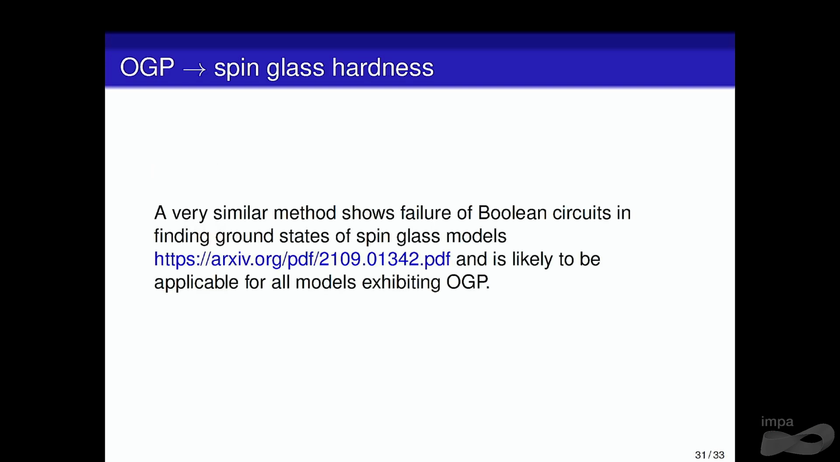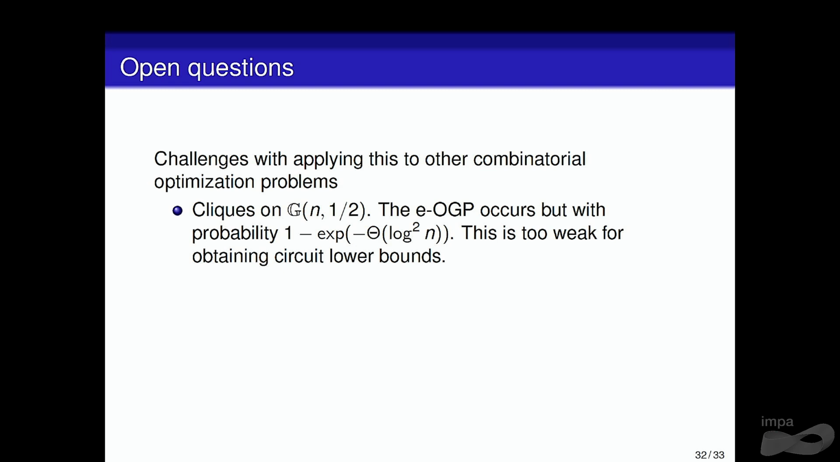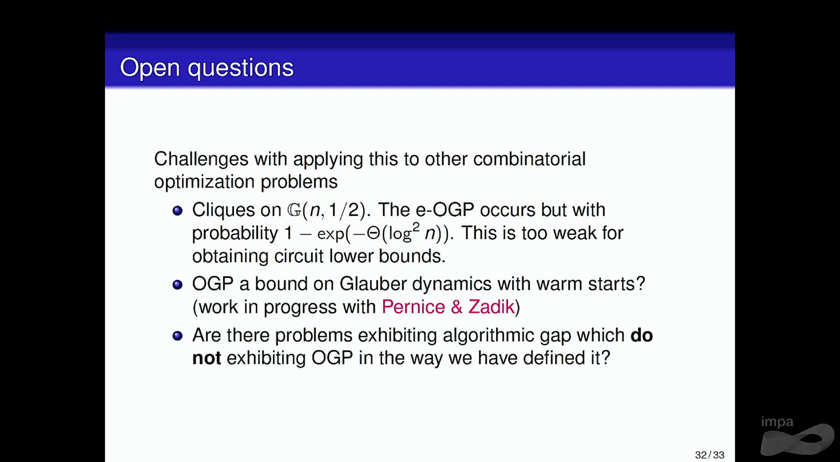It turns out this very similar thing happens in spin glasses. Up to the threshold, which is OGP, the algorithms succeed, and could be coded as Boolean circuits. Above that, they fail. And I'm going to wrap up a few things.